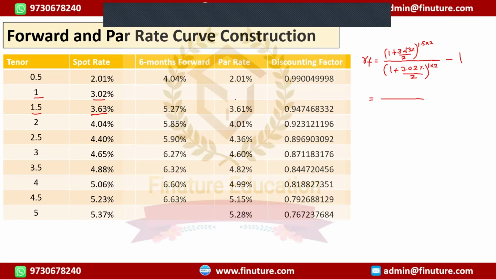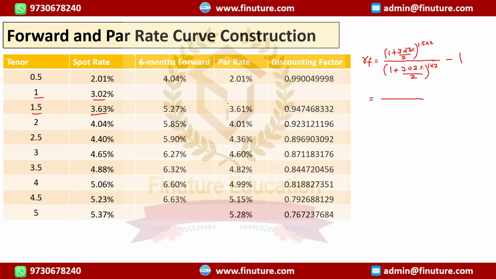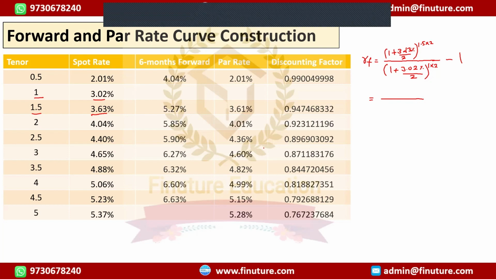And then we'll check how the par rate can be calculated. Par rate is a bit tricky, easier one, but it's slightly lengthy in the calculation. But meanwhile, first let's calculate 3.63 divided by 2. It's 1.815%. And if I add that to 1, it gives me this number, 1.01815, divided by, let's see how that comes to, 3.02 divided by 2 percentage plus 1.